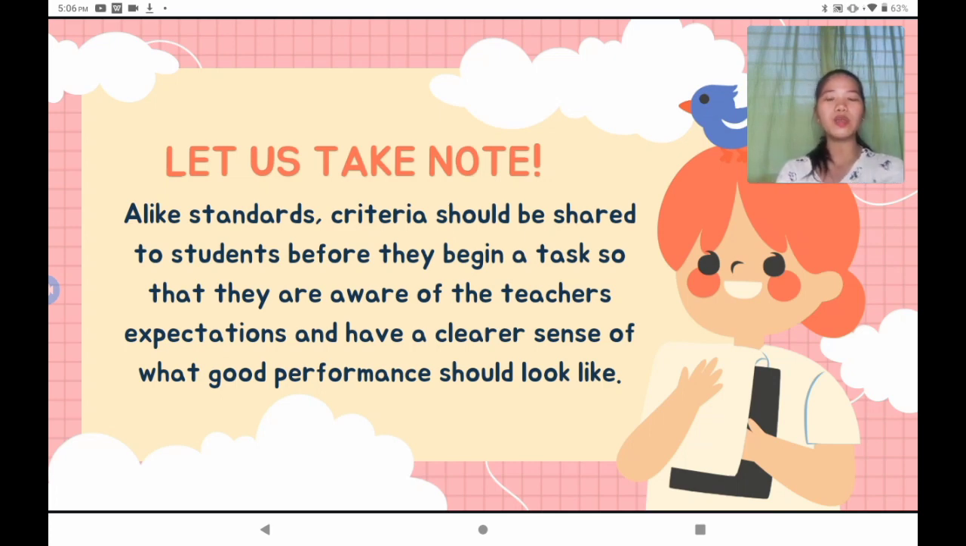So we are going to emphasize the two purpose here of the criterion. It's not just for the teacher, but it's also for the students. Let us tackle first the teacher. So what is the purpose of criteria for teachers? It is a way for teacher nga to deliver their kanang expectations ba nga mao ni ang this is what they expected to be performed by the students. So that is the purpose of criterion for the teachers.